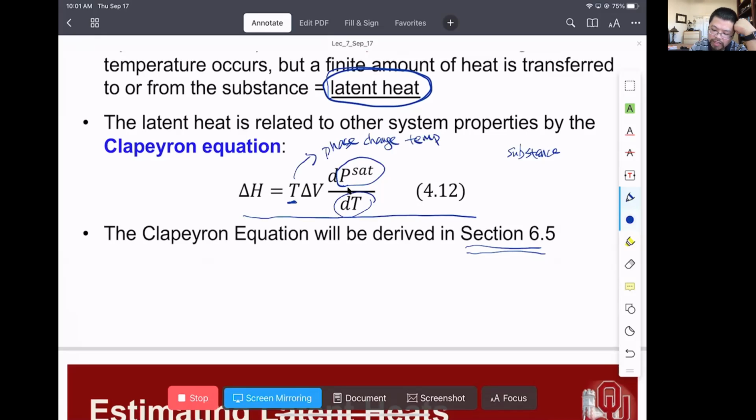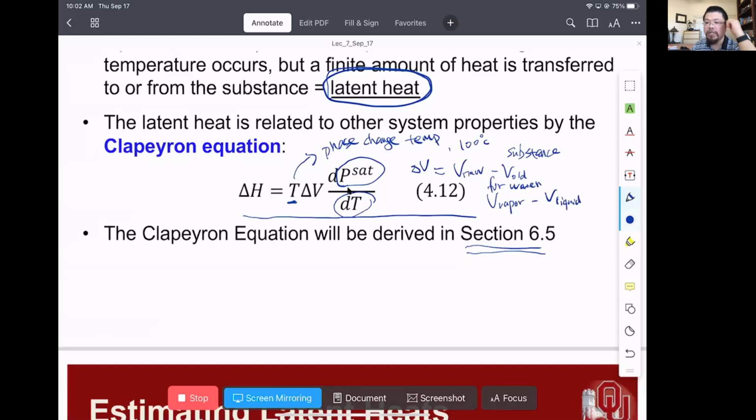Thinking about water, that would be 100 degrees C, right? How about delta V? The delta V is just the change of the new phase of the substance minus the old phase of the substance. So of course, if we think about water as an example, that would be the steam or water vapor for water minus the liquid.